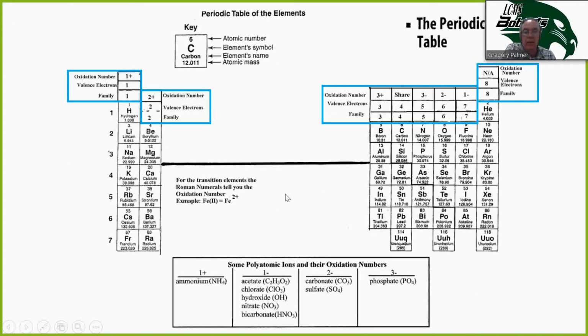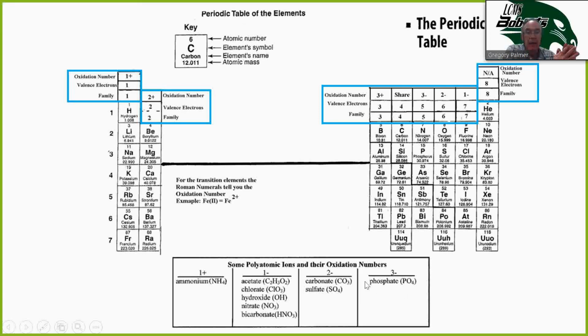Okay, so we said we would do page 51 in the notes. Now, on page 50 is this periodic table, and down here is some polyatomic ions. And you see NH4 is a 1+, and then it has this acetate, this chlorate, this hydroxide, this nitrate, this bicarbonate. And over here with oxidation number 2 negative is this carbonate, this sulfate, and then the 3 negative is this PO4.